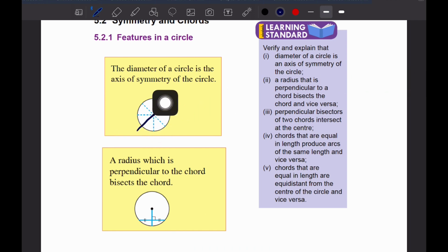Kalau awak lipat, dia memang akan terbahagi dua dengan sama rata. Any diameter that you select, when you fold it, it will give you an equal area. So we can say that the diameter of a circle is the axis of symmetry of the circle. So this is the first one.